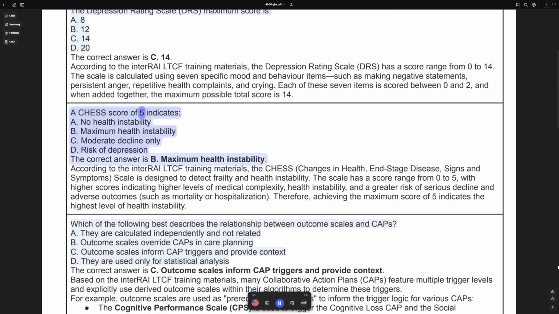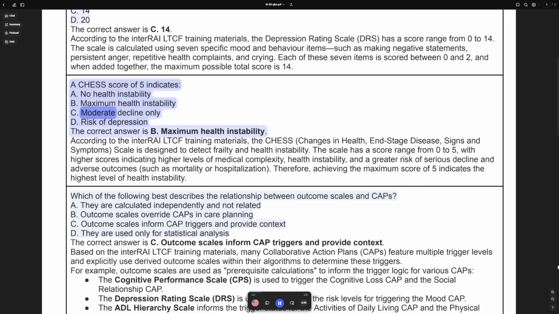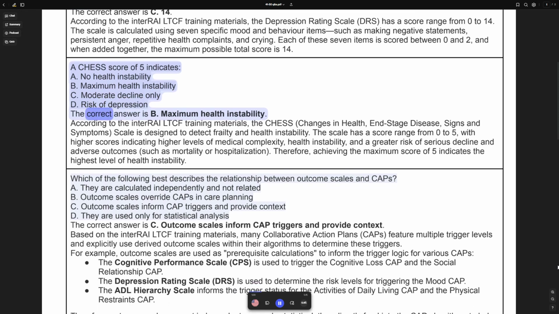A CHESS score of 5 indicates: A, no health instability; B, maximum health instability; C, moderate decline only; D, risk of depression. The correct answer is B.